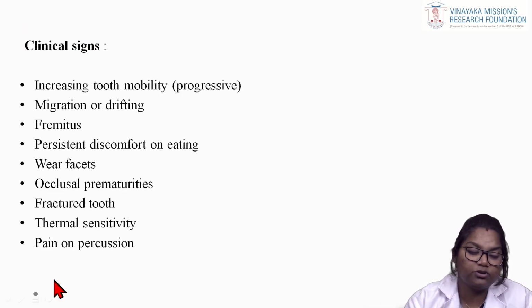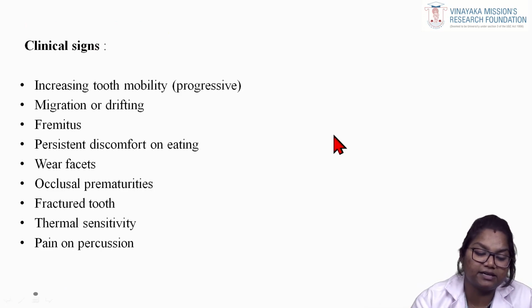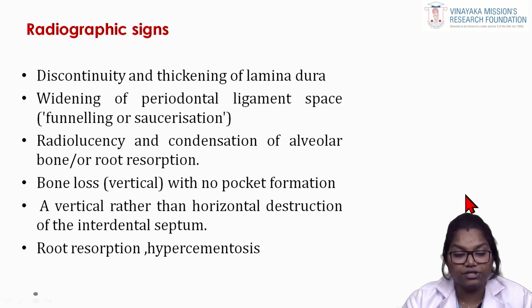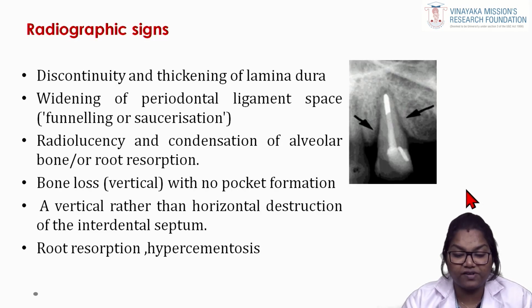So before going to the radiographic signs, in the clinical signs we have the increasing tooth mobility that results because of your pressure and tension zones, migration or drifting, fremitus test is to be positive, persistent discomfort on eating, wear facets, occlusal prematurities, fractured tooth, thermal sensitivity and pain on percussion. So moving on to the radiographic signs.